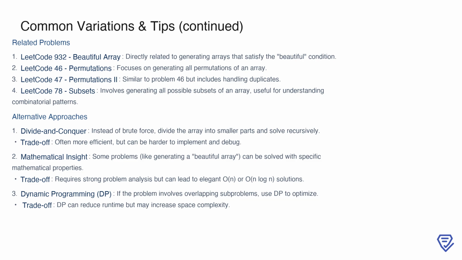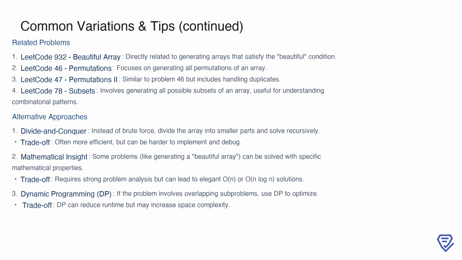Now, let's look at some related problems and alternative approaches that can broaden your understanding. First, the beautiful array problem itself is directly related to generating arrays that satisfy specific conditions. Other problems like LeetCode 46 and 47 focus on generating permutations, including handling duplicates in the latter. LeetCode 78, which involves generating all subsets of an array, is also useful for understanding combinatorial patterns that can be applied to similar scenarios.